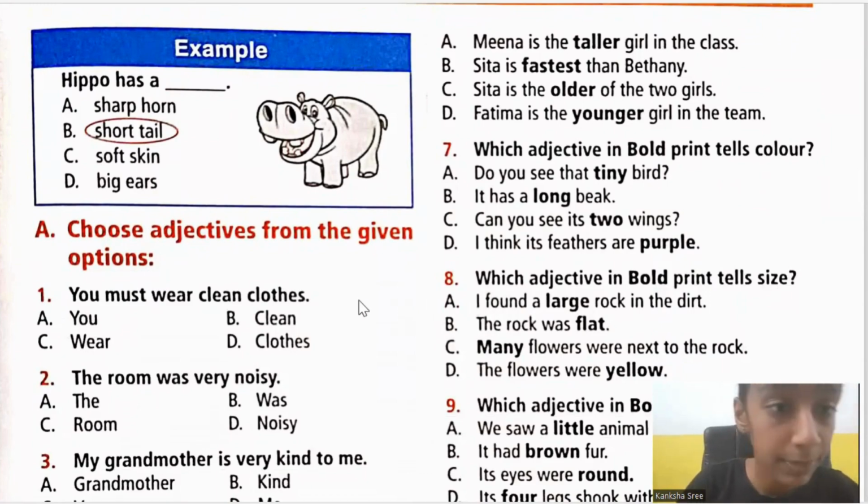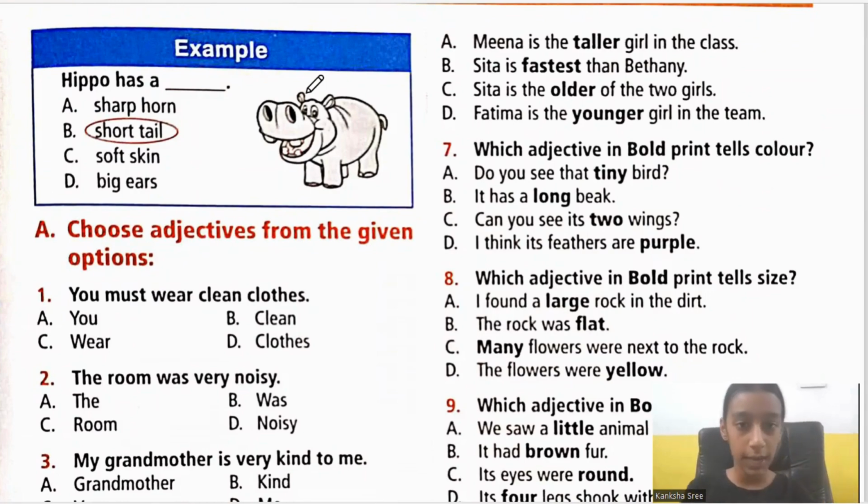Next example. Hippo has a dash: sharp horn, short tail, soft skin, big ears. Look at the hippo image over here, children. What does it have? Does it have a sharp horn? No. Does it have a short tail? Yes. Does it have soft skin? No. Does it have big ears? No. So what does the hippo have, children? It has a short tail. It's already marked, so we need not do anything.